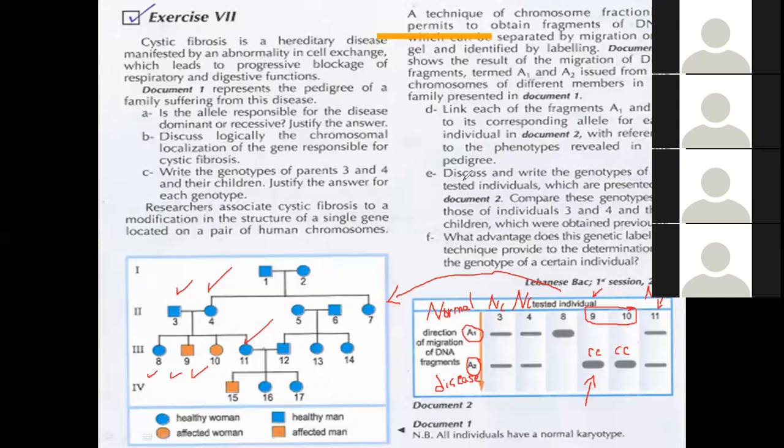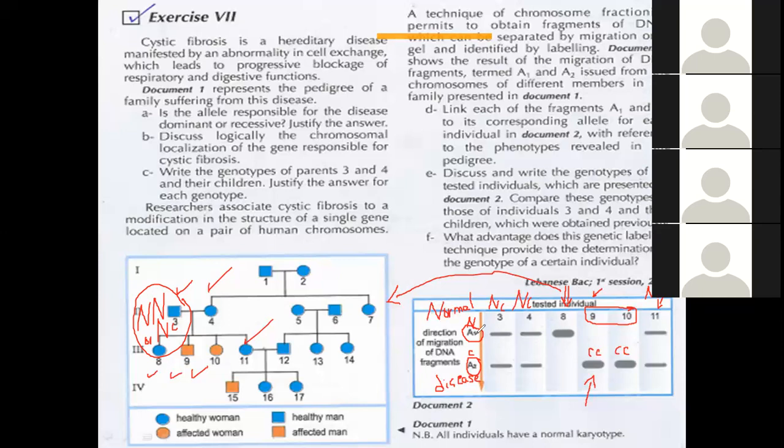We finished 3 and 4, 9, 10 and 11. We still have 8. We said that 8 can be either NN, as Selena said, or NC, right? Yes. Okay, we said it may be NN or NC. Which fragment is for the normal? A1 is for the N and A2 is for the C. Now we come to individual 8. It has one thick band of N. So the genotype is going to be what?